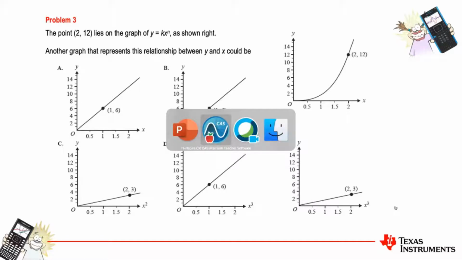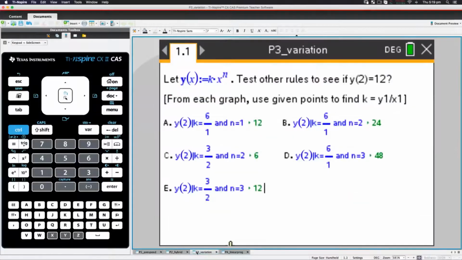That's problem number 3. Okay, so in this I've used a notes page. You don't have to use a notes page, but it's a nice way to represent the problem all at the same time.